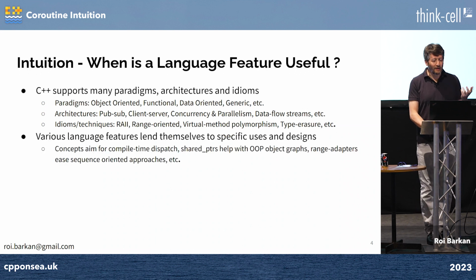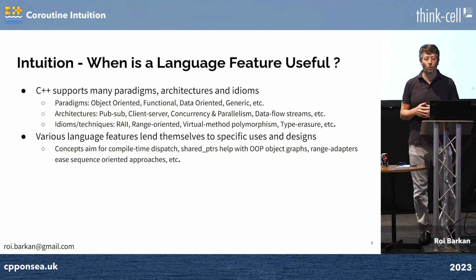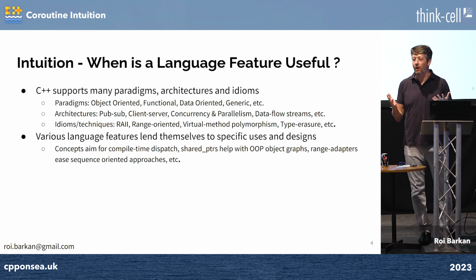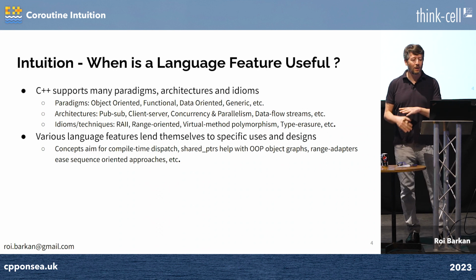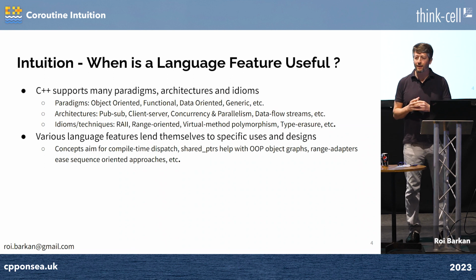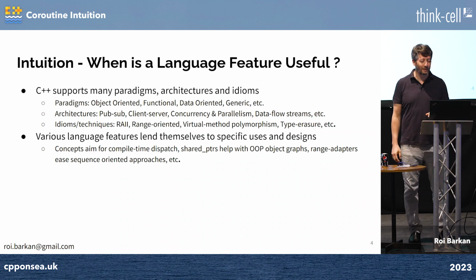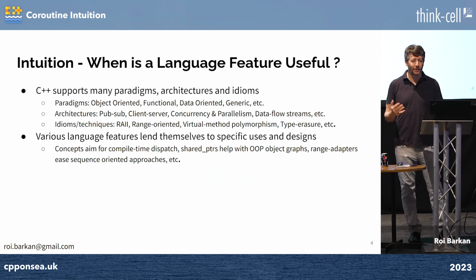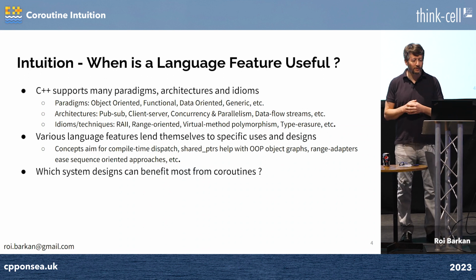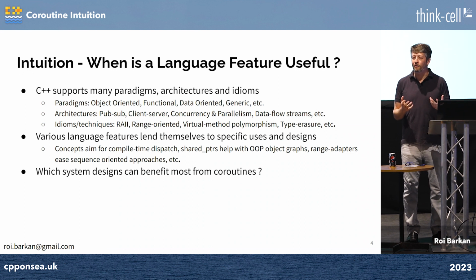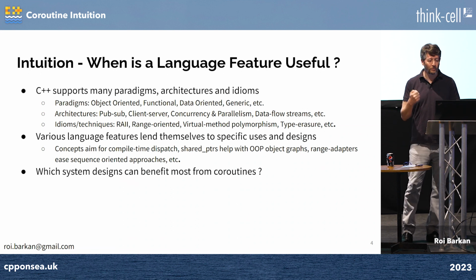And definitely, if we take some examples, we can know that the concepts from C++20 lend themselves mostly to compile time dispatch, and they're not very helpful when you're doing runtime dispatch, for example. Shared pointers, on the other hand, are more geared towards object-oriented and reference type implementations. And range adapters and views are mostly geared towards sequence-oriented or data-oriented approaches. So in this talk, we'll try to ask ourselves, where does coroutine fit in? What are those systems where we want this tool in our toolbox, and where can we use it?